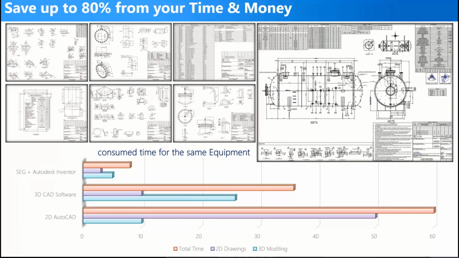By using a CAD software like SolidWorks, Autodesk Inventor, CATIA, just pure CAD software, we consumed around 28 or 27 hours to generate the 3D model.